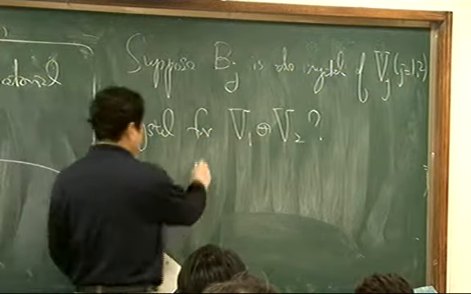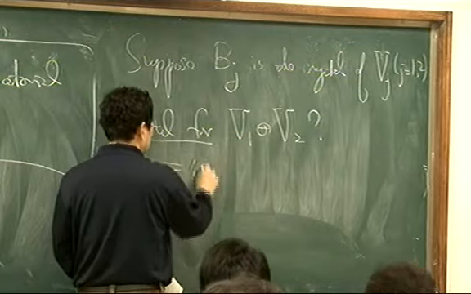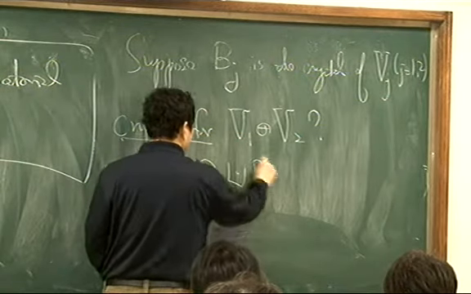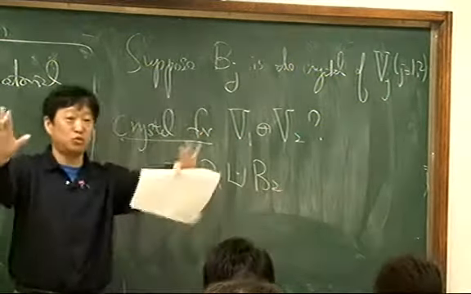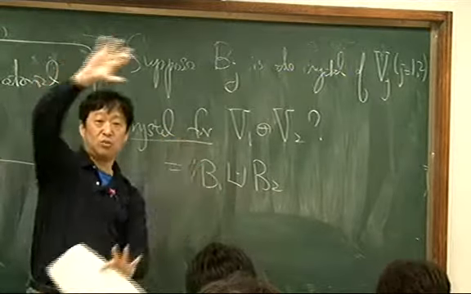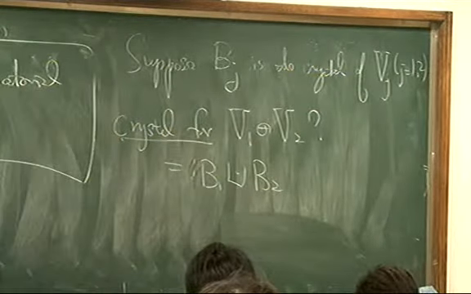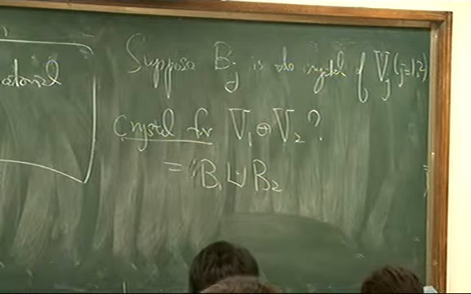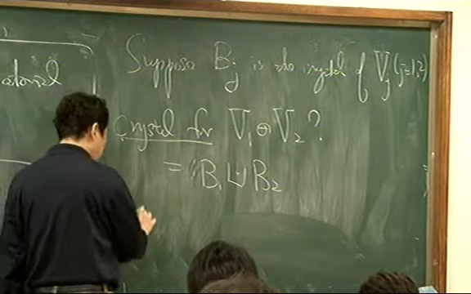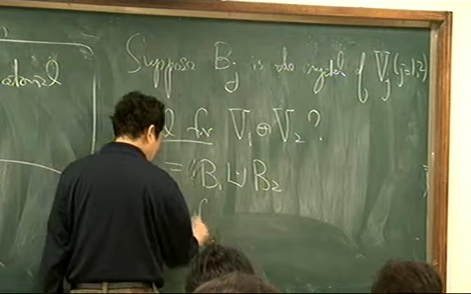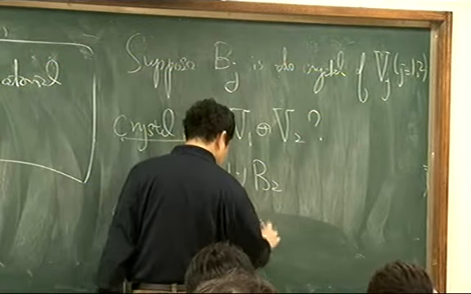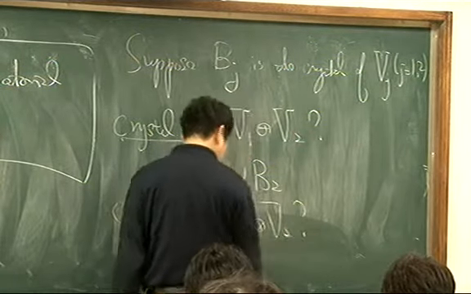So this will be just a disjoint union of two graphs. You put two graphs side by side or whatever. That's the answer. But what is the crystal for the tensor product?